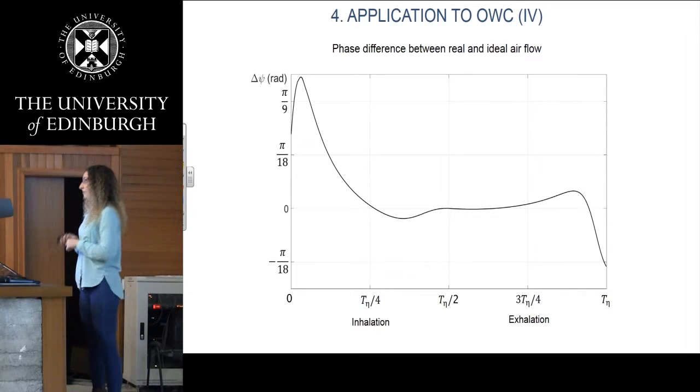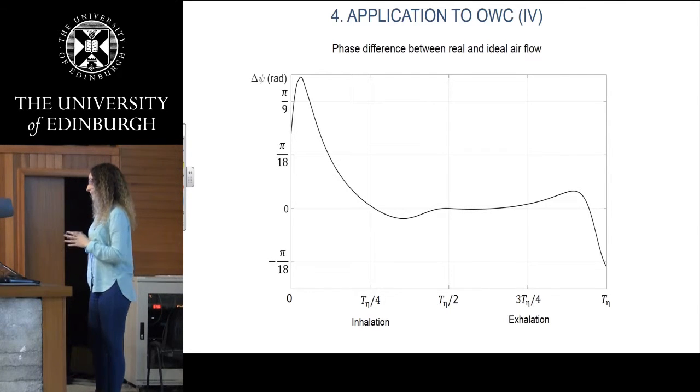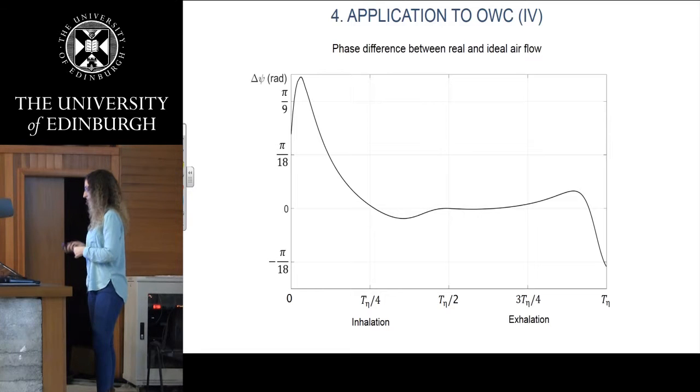And my new formulation not only causes differences on the magnitude of the efficiency of the airflow, but also there is a difference in the phase between the real and the ideal airflow. You can see that there is a difference of nearly 20 degrees between the ideal gas through the turbine and the real gas through the turbine. So this also will affect the power extraction at the OWC.